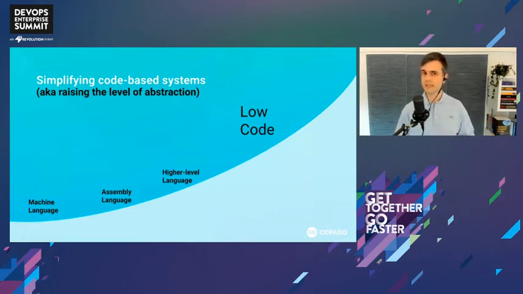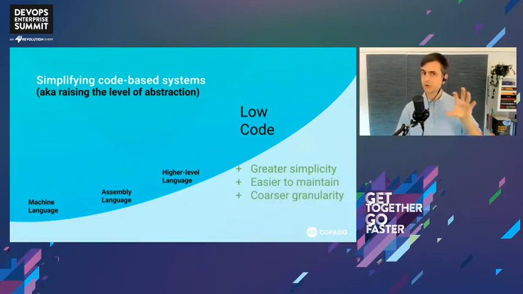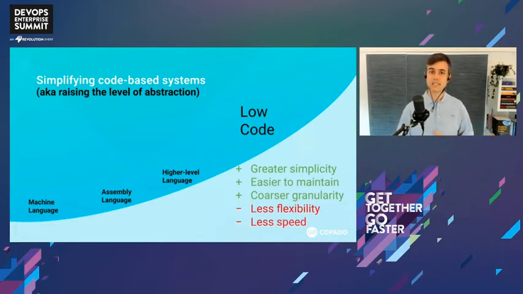What are the benefits? With each level of abstraction you're moving up, you get greater simplicity, which means that the systems that you're building at each of these higher levels of abstraction are easier to maintain, but they also have coarser granularity. You're dealing with bigger chunks of things, bigger components. And there are a couple of downsides: you get less flexibility as you move up through the stack, and potentially less speed as well.